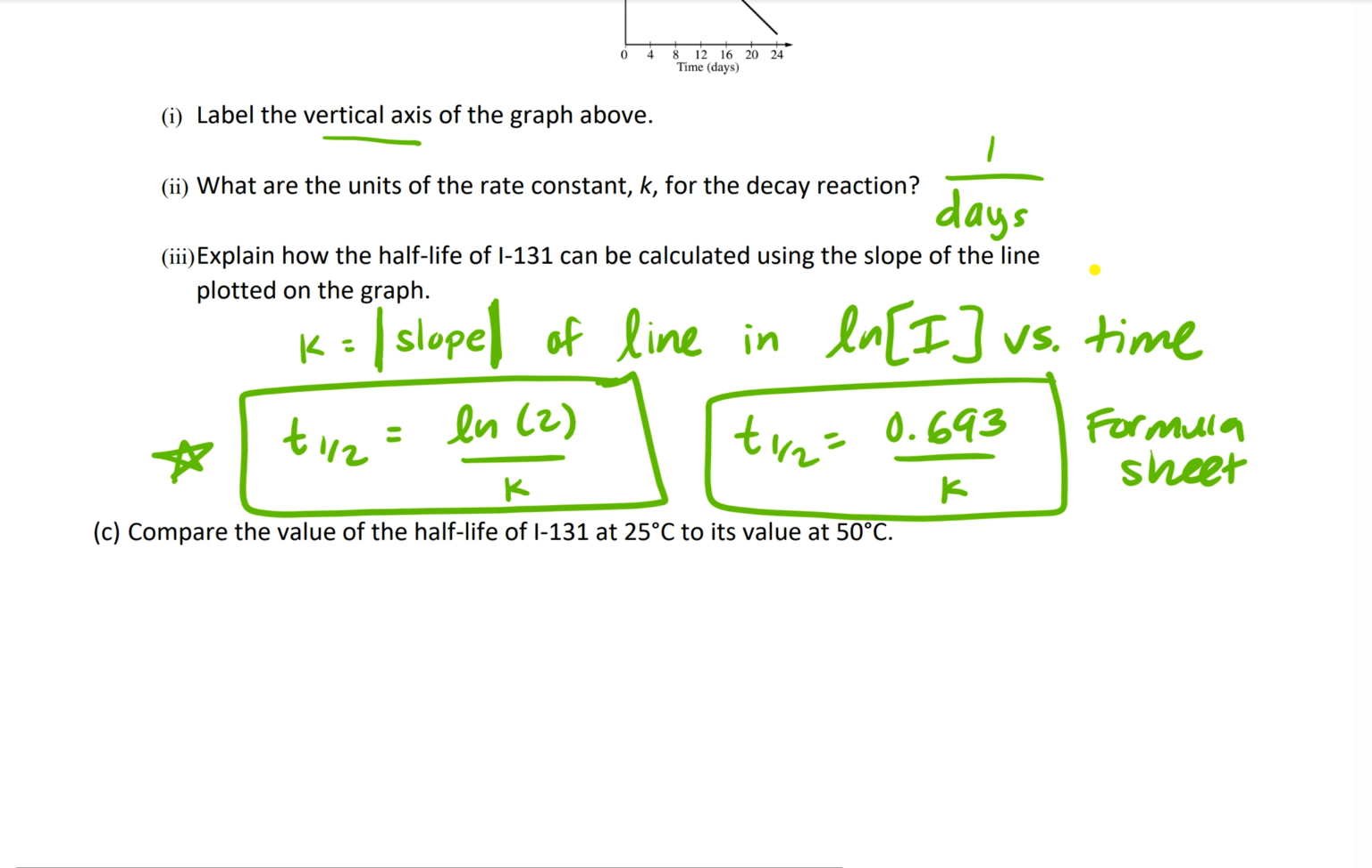Part C, compare the value of the half-life of iodine-131 at 25 degrees Celsius to that at 50 degrees Celsius. Half-life is constant. It is independent of temperature, meaning it doesn't change when temperature changes. So the half-life at 25 degrees Celsius is the same at 50 degrees Celsius.